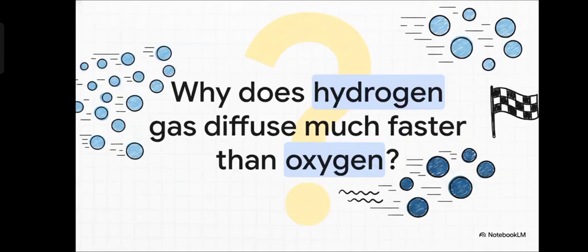So here is a classic question you might actually see on an exam. Why does hydrogen gas diffuse so much faster than oxygen gas if they're at the exact same temperature? Well, remember, temperature dictates their average kinetic energy. Since hydrogen is a much lighter molecule than oxygen, it physically has to travel much faster to maintain that same level of kinetic energy. Lighter gases win the race every single time.